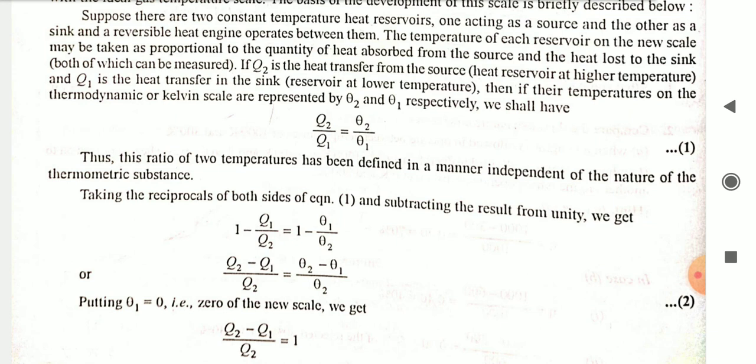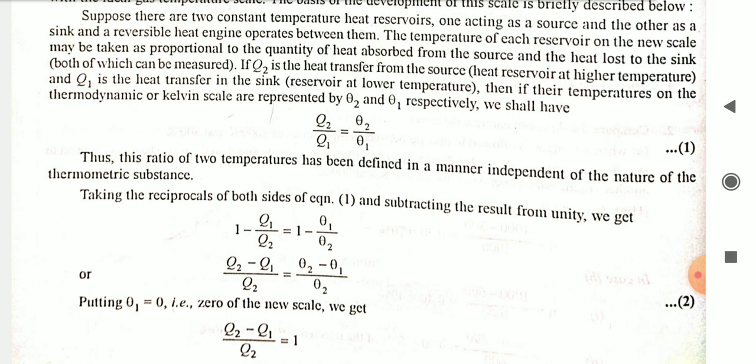If Q2 is the heat transfer from the source, meaning the heat reservoir at high temperature, and Q1 is the heat transfer to the sink reservoir at low temperature, then if their temperatures on the thermodynamic or Kelvin scale are represented by theta 2 and theta 1 respectively, we have Q2 upon Q1 is equal to theta 2 by theta 1. Then the ratio of the two temperatures has been defined in a manner independent of the nature of the thermodynamic substance.